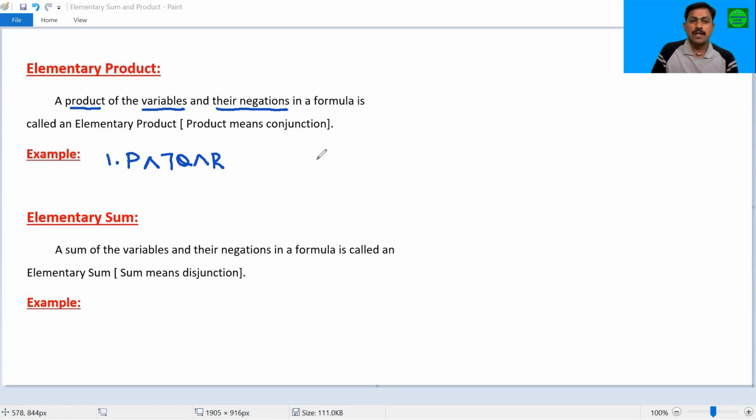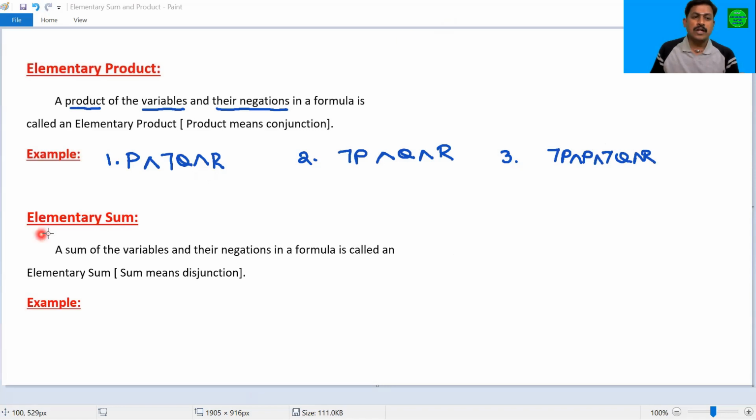We'll see another example. I have taken the negation of a variable and the variable. In between them, if I take a product or conjunction, then this formula is called an elementary product. Another example, you may take not P, P, and not Q. In between them, if you take conjunction, then it is called an elementary product.